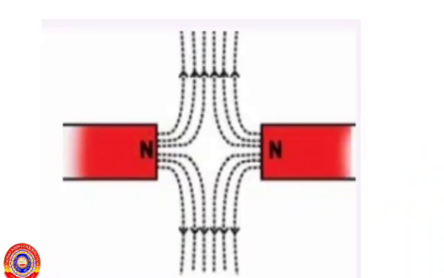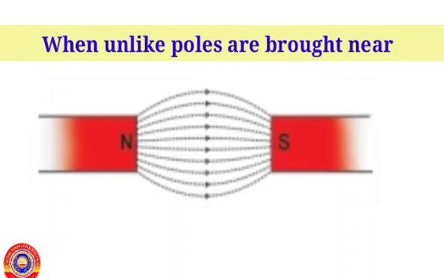Carefully observe the magnetic lines of force when two like poles are brought near. Magnetic lines of force bend sideways when like poles of magnet come near each other. Isn't it? Next, we are going to see the magnetic lines of force when two unlike poles are brought near. What do you see? Yes, when unlike poles of magnet come close to each other, the path of the magnetic lines of force is from the north pole of one magnet to the south pole of the other magnet. Isn't it?